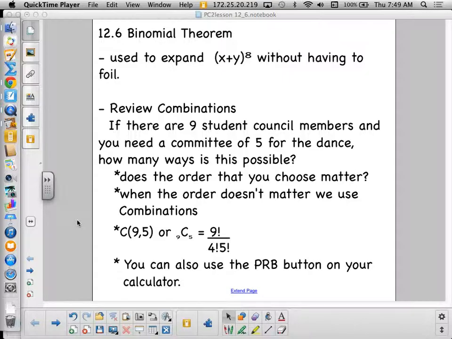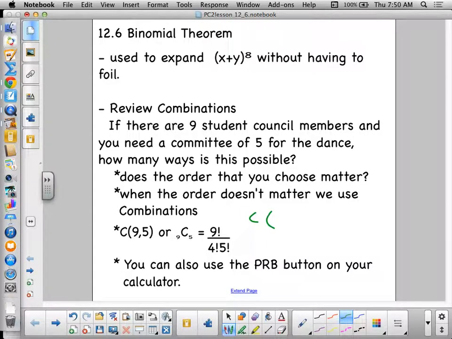Combination is found using the formula n choose r. The formula for it is n factorial over n minus r factorial, r factorial. We don't need to remember the formula, but that's how we do it. Generally, we use the probability button on our calculator to find the number of different combinations there are.